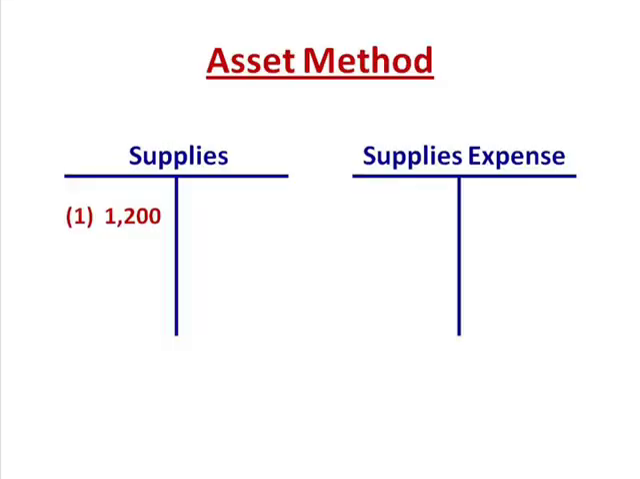Supplies or supplies expense, Talon? Supplies. Because? Because it's an asset. Yeah, that's almost the right answer. Which method are we following? The asset method. Yes. Now those go together. Because we're following the asset method, and that's the asset account, not just because it's an asset. We're following the asset method. We've chosen to follow this method. The beginning balance should be in the asset account. You are with me, aren't you?